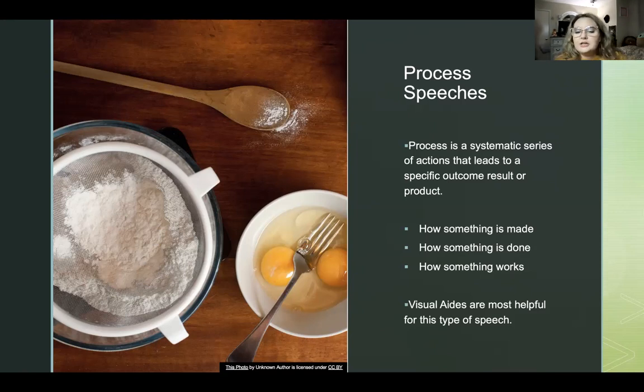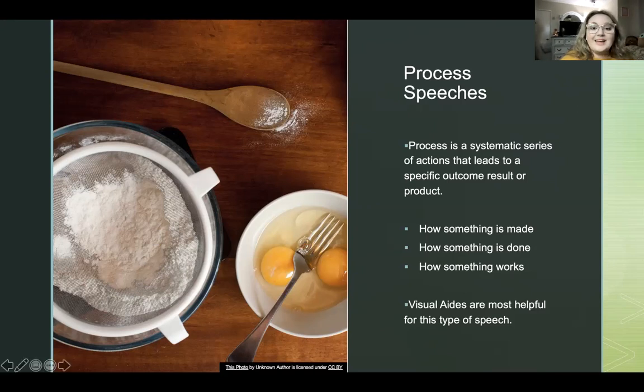Make sure that you pay attention to visual aids because they're the most helpful in this type of speech. An example of this would be how to bake a cake. You would have, like, these are my eggs, and this is my bowl of flour. Here's my spoon. Here's my vanilla extract. Visual aids are really helpful in this type of speech because you're actually showing something. You're actually doing it. That's also called demonstration, and we're going to talk about that a little bit later on.